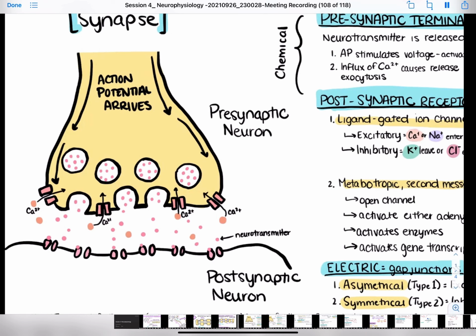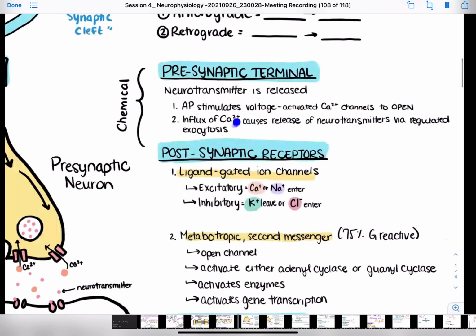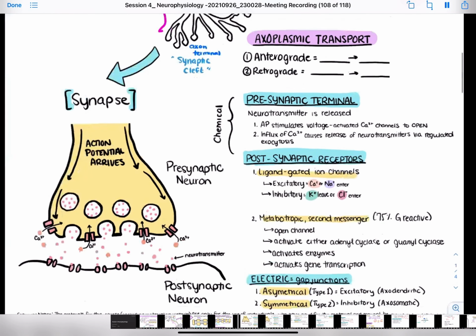What kind of neurotransmitter? We will talk more about what kind of neurotransmitters we find in a little bit. But they're going to push out neurotransmitters, and these neurotransmitters are going to go until they bind to the other side at the postsynaptic neuron. And so it says that here. So an influx of calcium causes release of neurotransmitters via regulated exocytosis. So it's exocytosis, right? It's exiting out of the nerve.